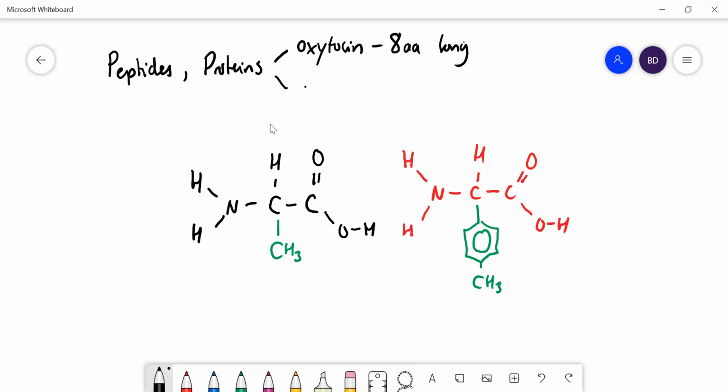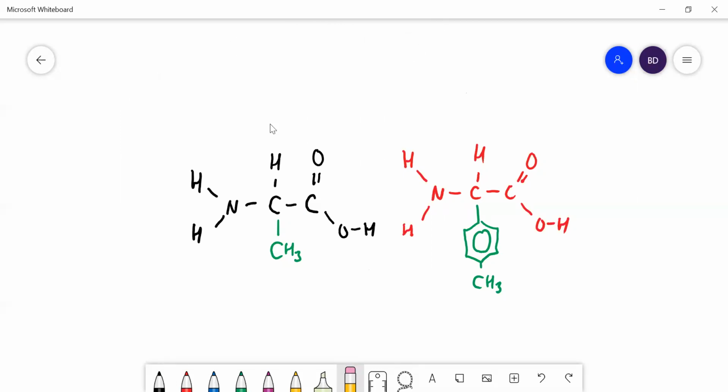Most proteins are usually several hundred amino acids long, much longer than that. Okay, so how do amino acids polymerize then? Well, let's have a look at these 2 amino acids here. Right, this one here is alanine, and this is phenylalanine. These are both on your data sheet, the 6 amino acids they give you on the data sheet.